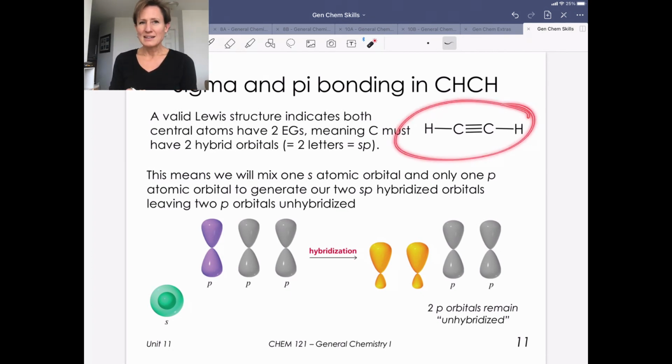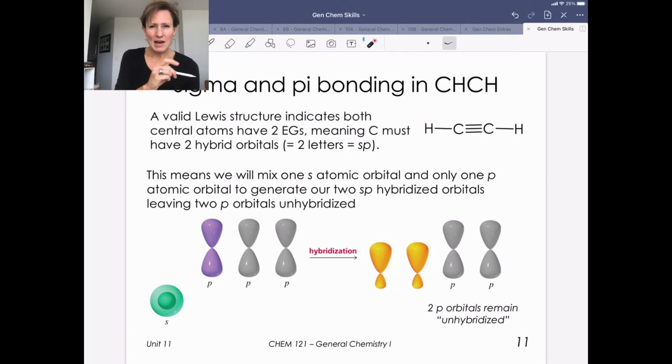What if we had a triple bond between carbon atoms there? So not a single bond, which was ethane, not a double bond, which was ethene. We've got a triple bond, which we call ethyne. You'll get to that when you take organic chemistry. But again, we need to start with a valid Lewis structure that shows us what we have here. That code would be AX2 for these carbon atoms.